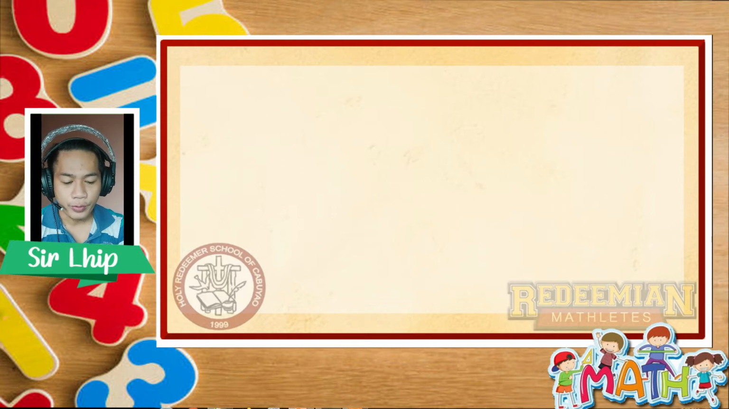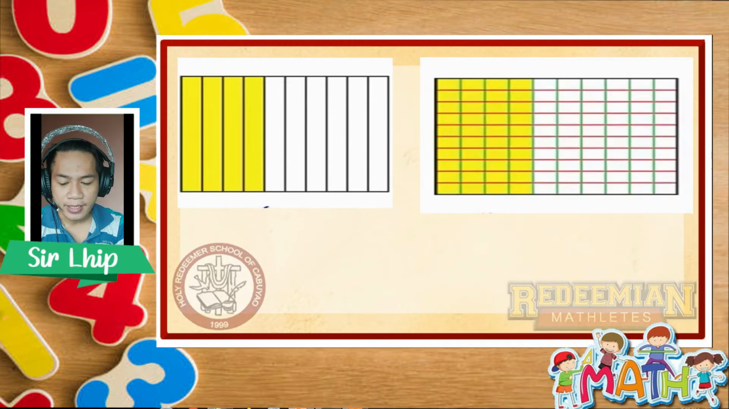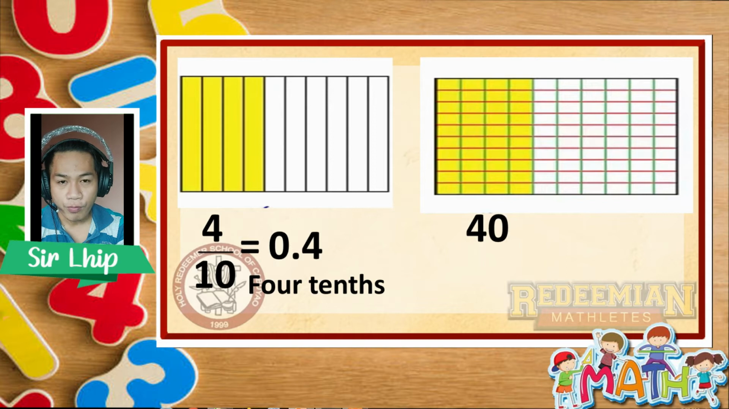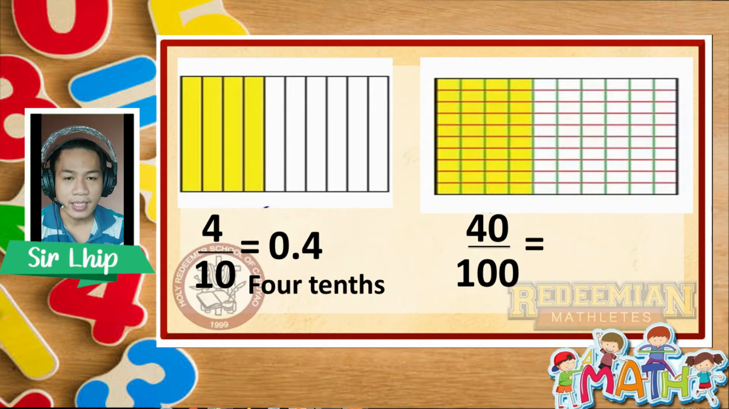As you can see in this figure, the first figure is divided by 10 and has 4 shaded parts. If we write this in fraction, it is 4 tenths or 4 over 10. 4 out of 10, in words 4 tenths. Decimal is 0.4. Figure B, divide it equally by 100 and the shaded parts are 40. 40 out of 100. In fraction, 40 over 100. So 40 hundredths and the decimal is 0.40.